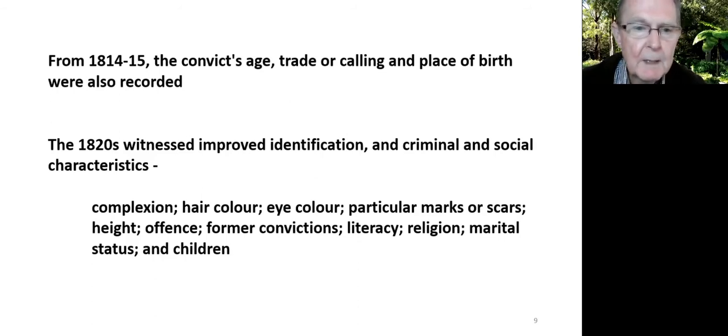In the 1820s, there was an enormous amount of additional information provided, particularly their criminal and social characteristics. So we got their complexion, their hair colour, eye colour, particular marks or scars, their height in feet and inches, the offence that was committed, any former convictions, their literacy, their religion, their marital status, and any children they may have.